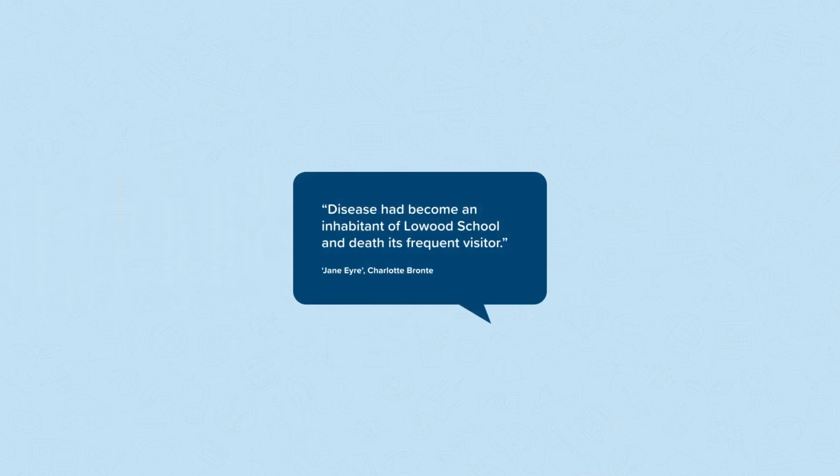Let's look at a second example from literature. From Jane Eyre by Charlotte Bronte, "Disease had become an inhabitant of Lowood School, and death its frequent visitor." Disease is personified as something that can live as an inhabitant in the school. Death is personified as a person that visits the school.